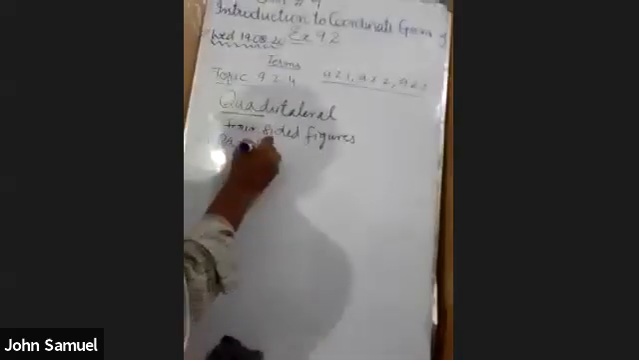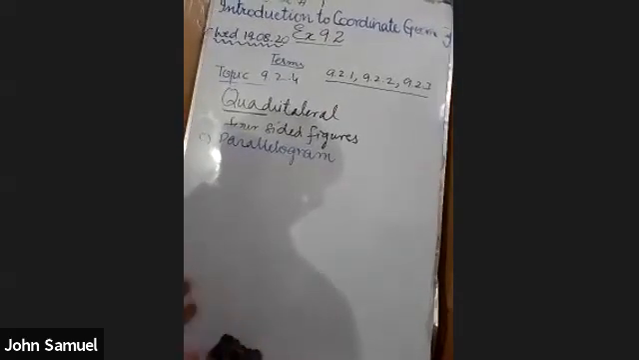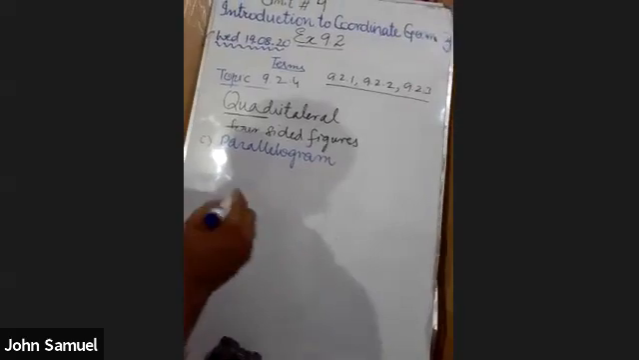Parallelogram is another quadrilateral. It is a closed figure once again, and all the four points are non-collinear. So we say this is known as a parallelogram. It is similar to the rectangle, but it is tilted.